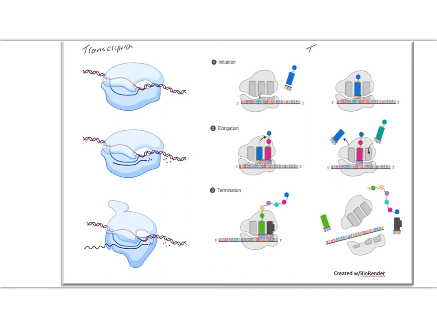This side is translation. With transcription, we are taking the code in DNA and creating mRNA. With translation, we are taking the mRNA and using it to create a polypeptide or a protein. Each of them has 3 phases, which is initiation, elongation, and termination.